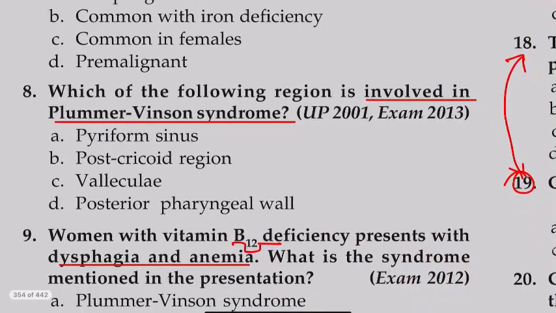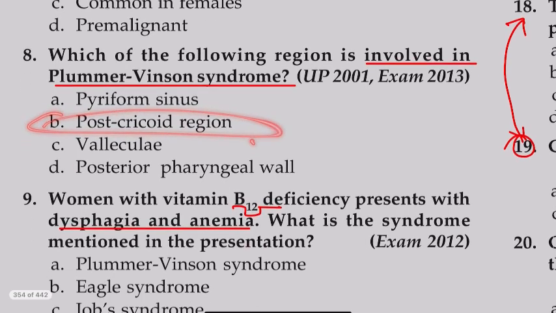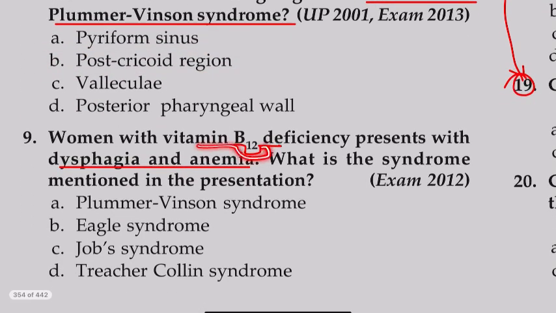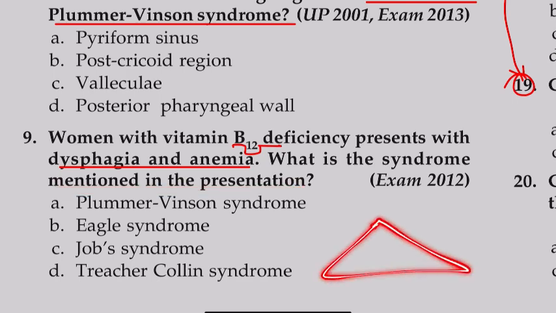Which of the following regions is involved in Plummer-Vinson syndrome? That is the postcricoid region, right? The postcricoid region is involved in Plummer-Vinson syndrome. Women with iron deficiency present with dysphagia and anemia, right? What is the syndrome mentioned in the presentation? That is Plummer-Vinson syndrome, right? It is a triad of postcricoid dysphagia, esophageal web and iron deficiency anemia. These are the triad of Plummer-Vinson syndrome.